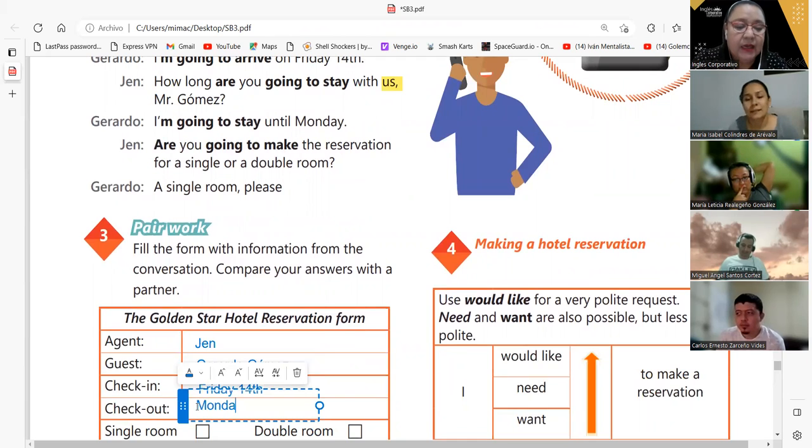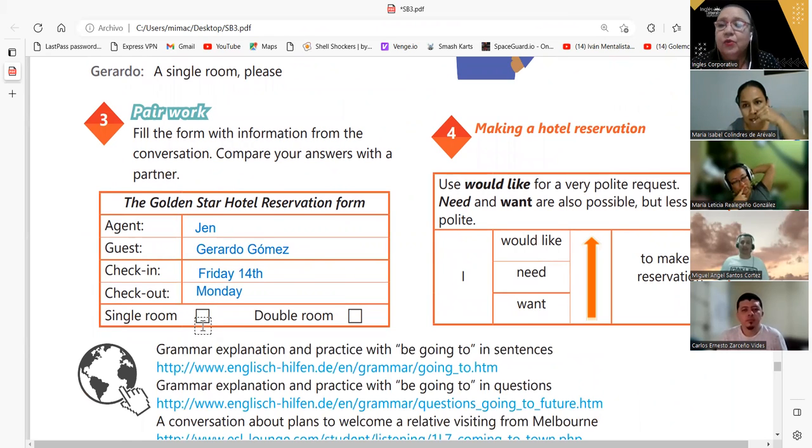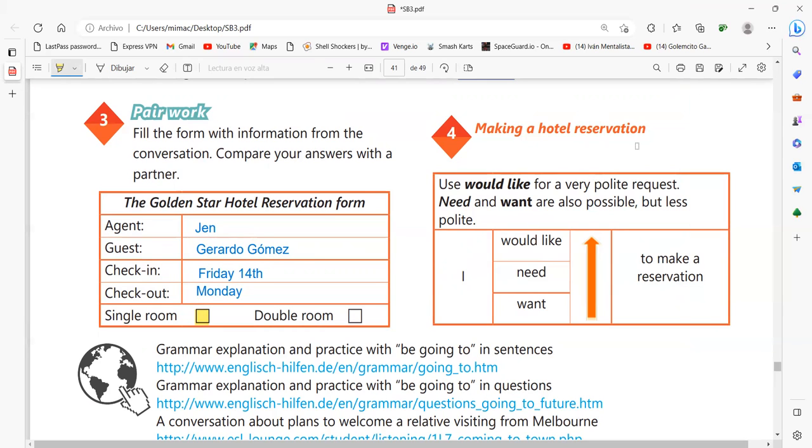Monday. And he is requesting a single room or a double room. A single room, yes. Or a double room. No. A single. Yeah. Here you have a single room. Single, so here, check over this. A single room, correct?